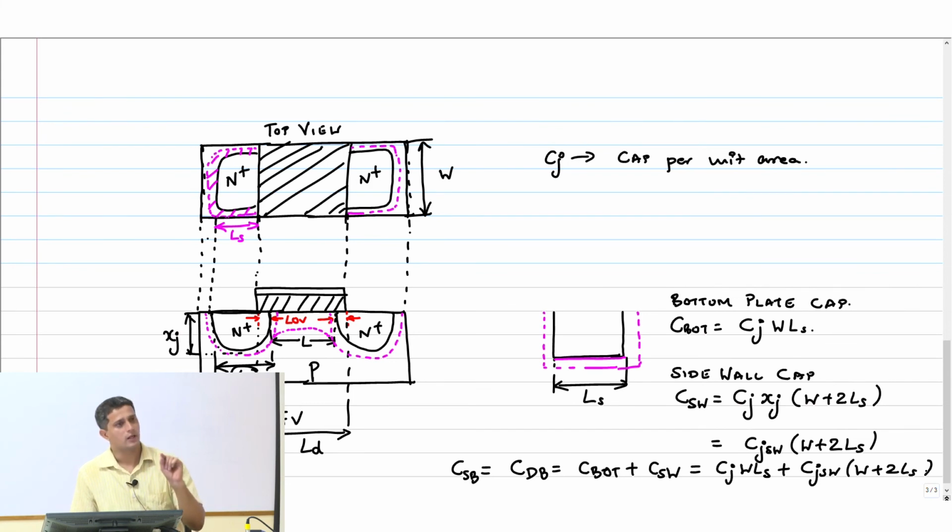Now, if I give you CJ into LS as one number, do I need to give you LS? Yes. Why? Because I need it for the perimeter capacitance. Therefore, this you just leave as a capacitance per unit area and multiply it by LS. Okay. So the total capacitance CSB equal to CDB is equal to CJ into WLS, plus CJSW into W plus 2LS.